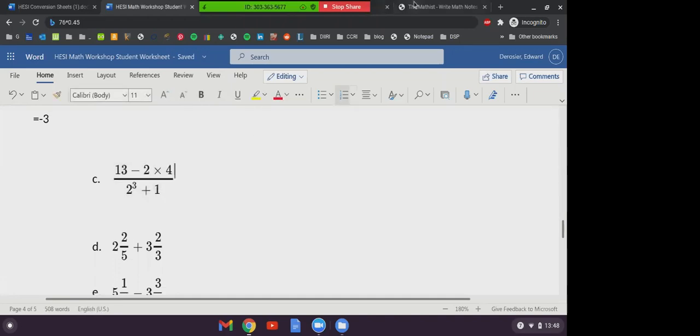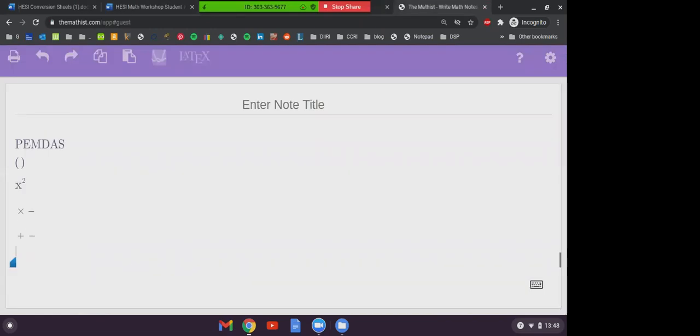This one here, I'm going to do it over here. So it's 13 minus 2 times 4, over 2 to the 3rd power plus 1. You just do the top and bottom, treat them as if they're separate. So it's 13 minus 8, over 2 to the 3rd power is 8, so it's 2 times 2 times 2, plus 1. So it's going to be 5 over 9. And that's your final answer.